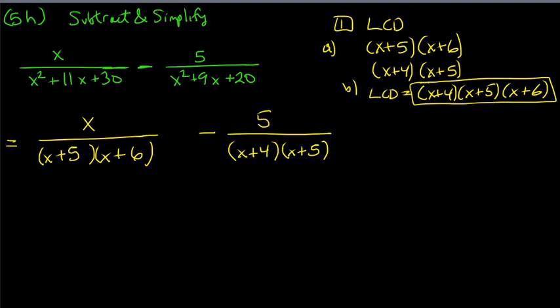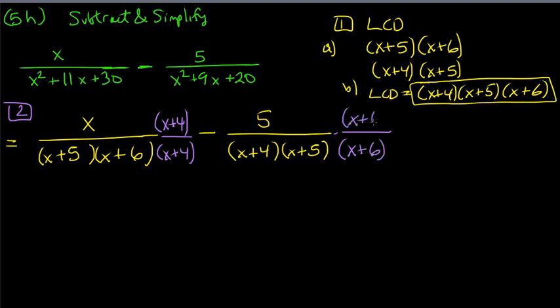All right, so step 2, what's missing from the first fraction? We have x plus 5 and x plus 6. Well, we're missing the x plus 4. So multiply top and bottom by x plus 4. For the second fraction, we have x plus 4, x plus 5. We're missing x plus 6. So multiply top and bottom by x plus 6.